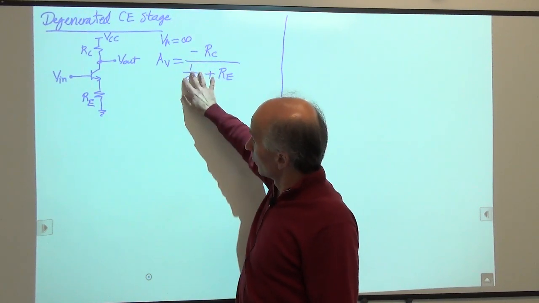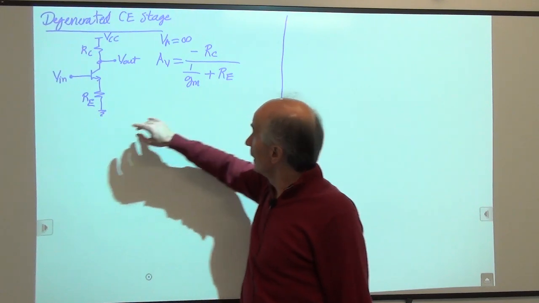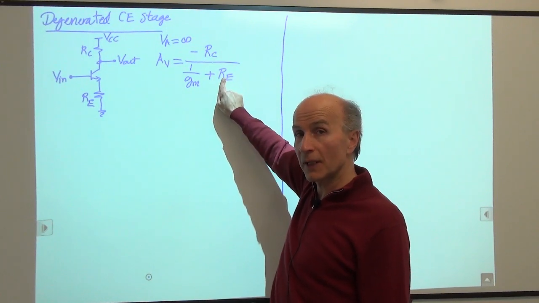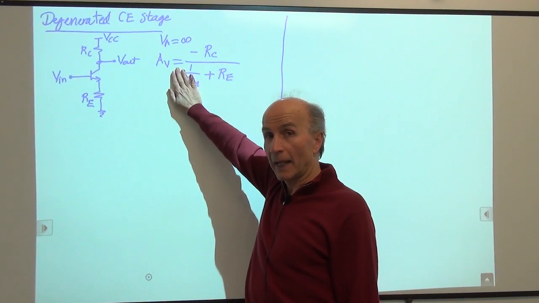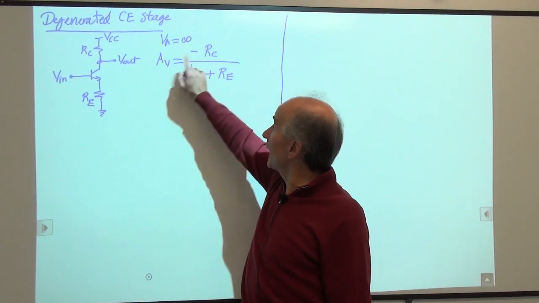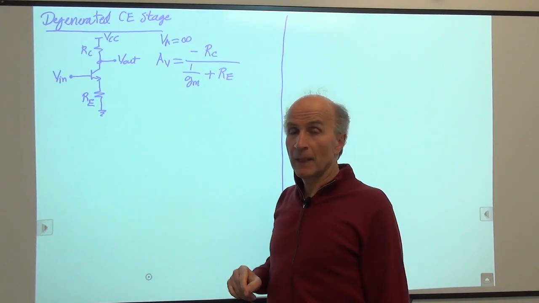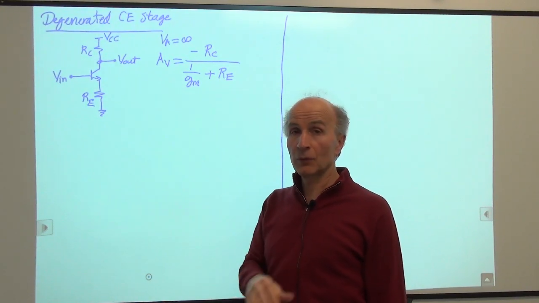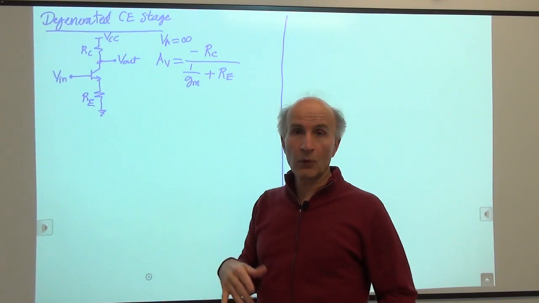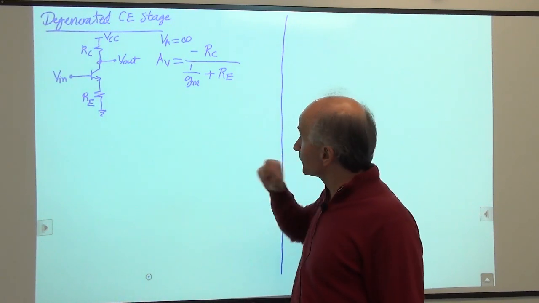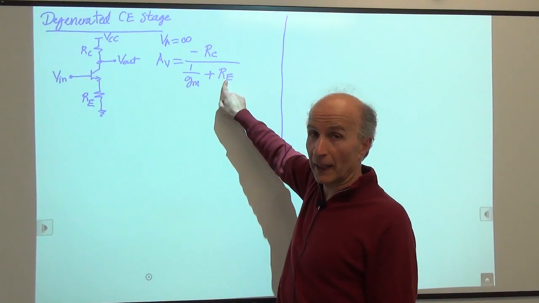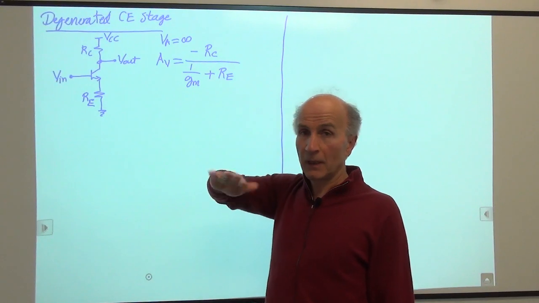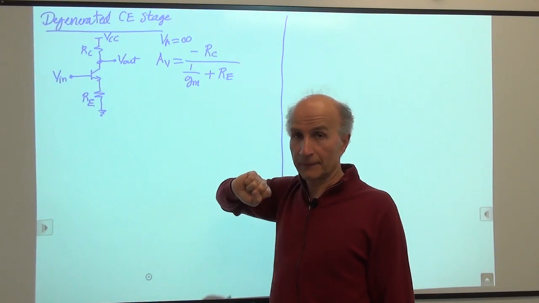Now, why is this a big deal? Why is this degeneration important? Well, what we see is that if RE happens to be much greater than 1 over Gm, then this goes away. And what we have is the voltage gain as the ratio of two resistors. And the ratio of two resistors, especially in integrated circuits, in microchips, can be controlled very well with 0.1% error. So this ratio is very accurate. And in fact, if these two resistors together change with temperature, for example, the ratio still doesn't change. The ratio is still accurate.